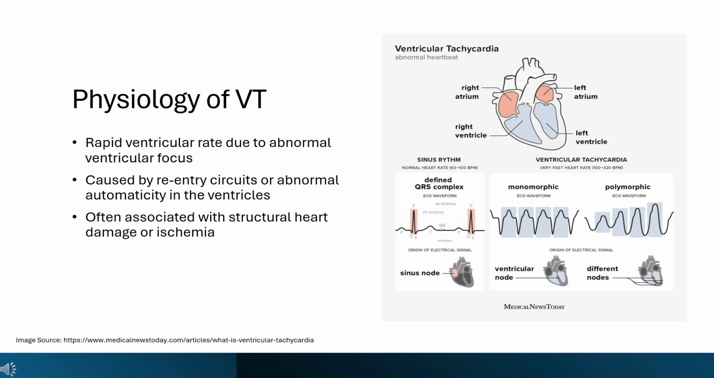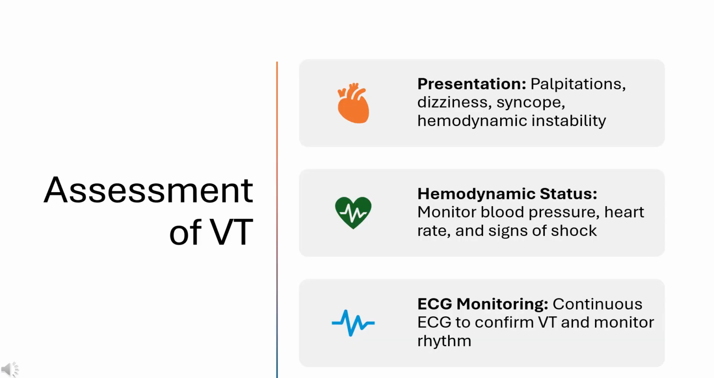Ischemic heart tissue is more likely to exhibit abnormal automaticity and support re-entry circuits. Various forms of cardiomyopathy, such as hypertrophic or dilated cardiomyopathy, can alter the structure and function of the ventricles, predisposing them to VT. Now let's examine the critical aspects of assessing a patient with ventricular tachycardia.